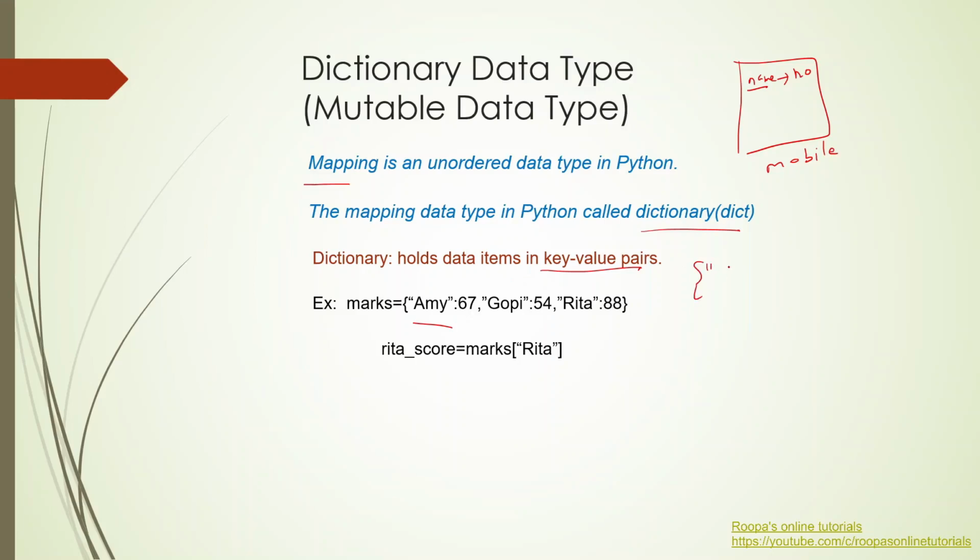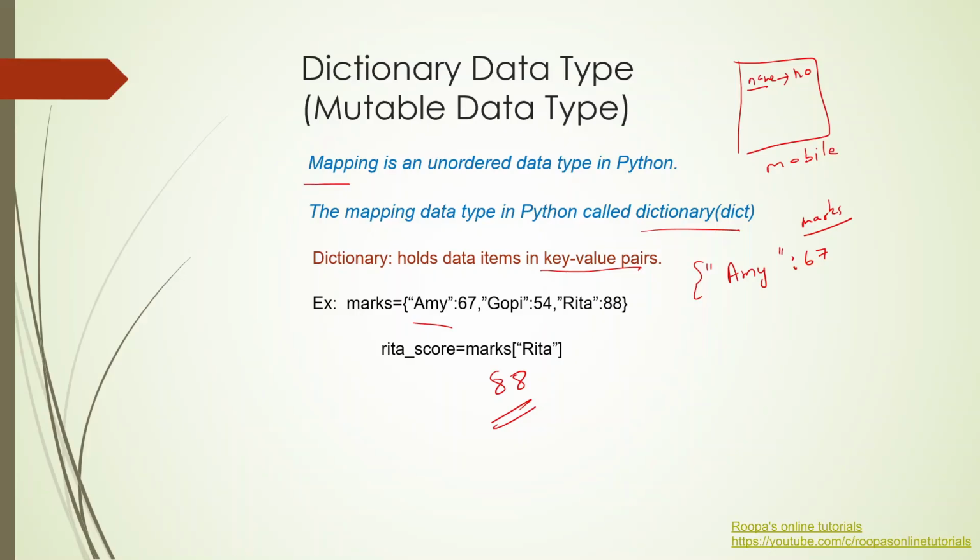For example, here you have Amy, and then you put a colon, you separate the key and the value, 67. This may be the marks she has obtained, or the age, anything it can be. Here I have taken the example of marks. And then if you want to retrieve this particular data from the key value pair, you can say rita_score, I'm just giving another variable, is equal to marks of Rita. So I will get the value here as 88. So this is the data type known as the dictionary data type.